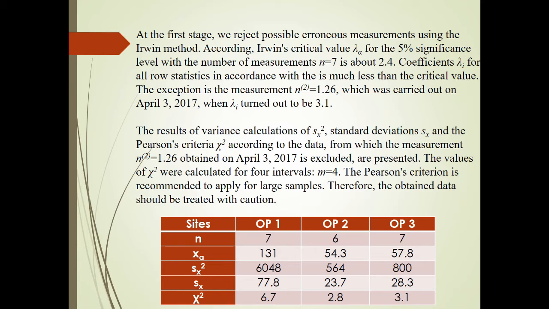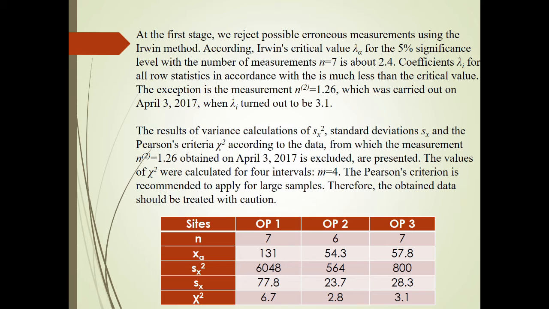At the first stage, we reject possible erroneous measurements using the Irwin method. According to it, Irwin's critical value for the 5% significance level with the number of measurements n equal to 7 is about 2.4. Coefficients for all row statistics are much less than the critical value. The exception is the measurement n_2 equals 1.26, which was carried out on April 3, 2017, when lambda_i turned out to be 3.1.